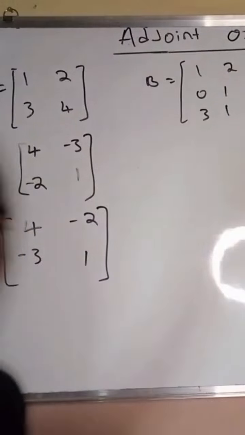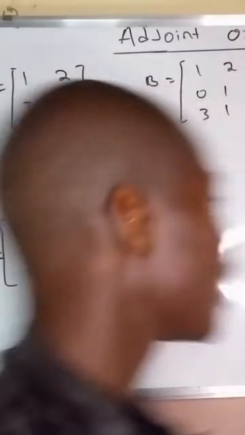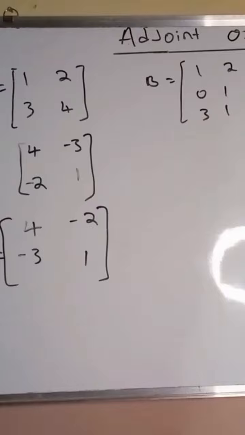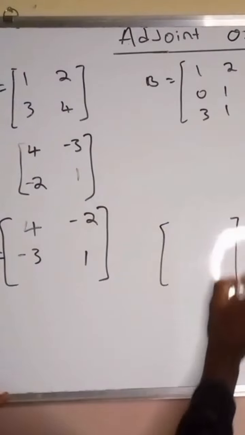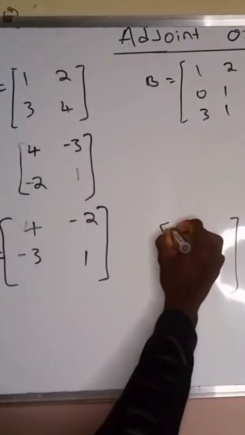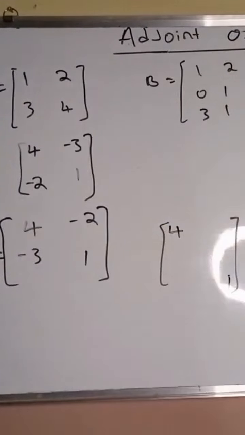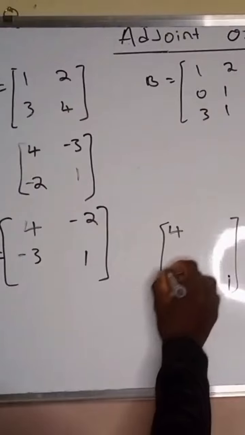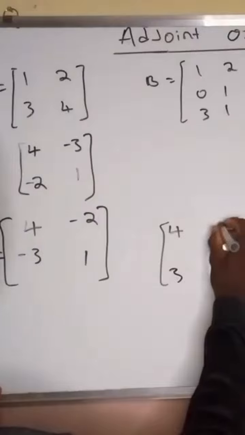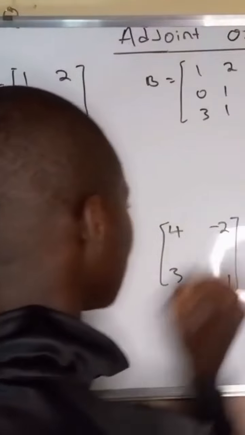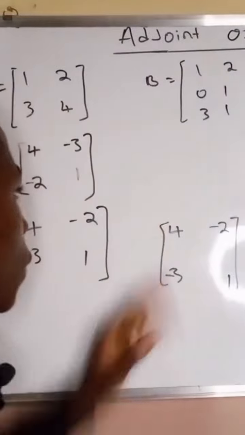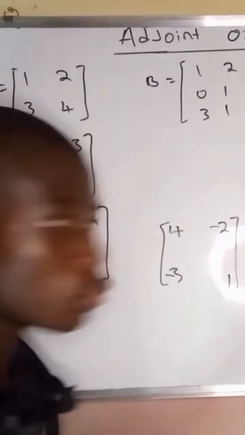The easy way to find the adjoint of a 2 by 2 matrix: first look at the matrix. You have to swap 1 and 4, so you will have 4 and 1. The 3 and 2, you have to keep them where they are, so you will get 3 and 2, but you have to keep them with a negative sign. So in case of an objective question, you can use this way to find the adjoint of a 2 by 2 matrix.